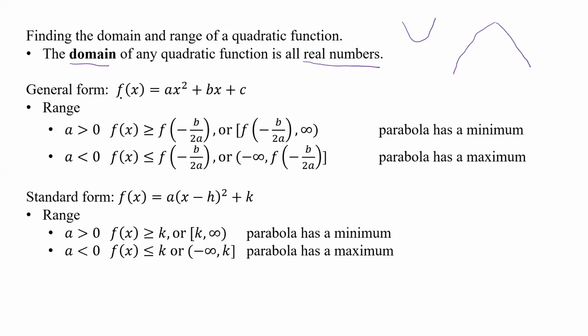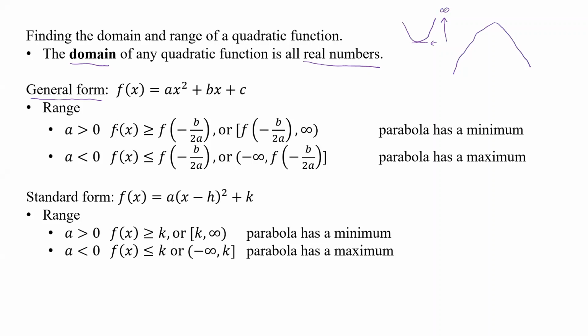Now we can get the range pretty easily. If we have the general form, ax squared plus bx plus c, the range is going to be, if a is greater than 0, basically we're going to have a minimum, we know. And so that means our parabola is going to be like this. We're going to have some kind of minimum. So we know that whatever that value is, it's going to be the lowest, and it's only going to go up from there. And it's going to go up to positive infinity.